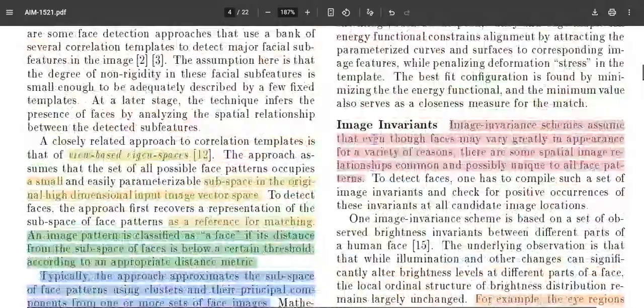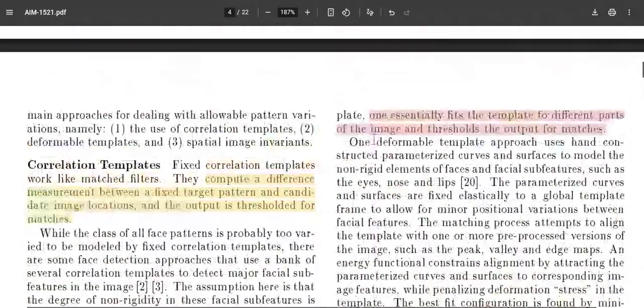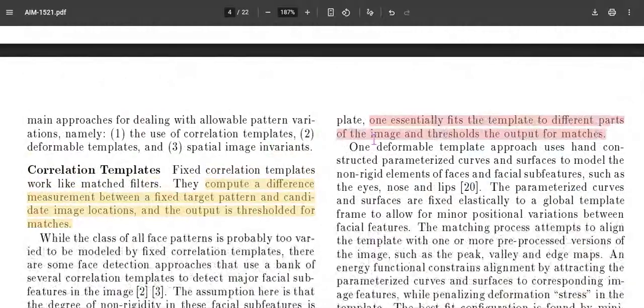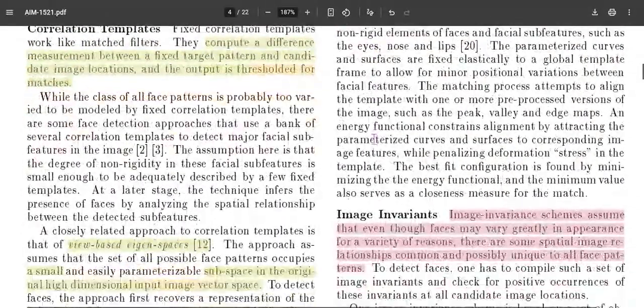Another second technique is the deformable template. It's similar to classical correlation templates. The difference is that each part of the image is projected into those clusters, to see whether that part of the image belongs to a face or not.